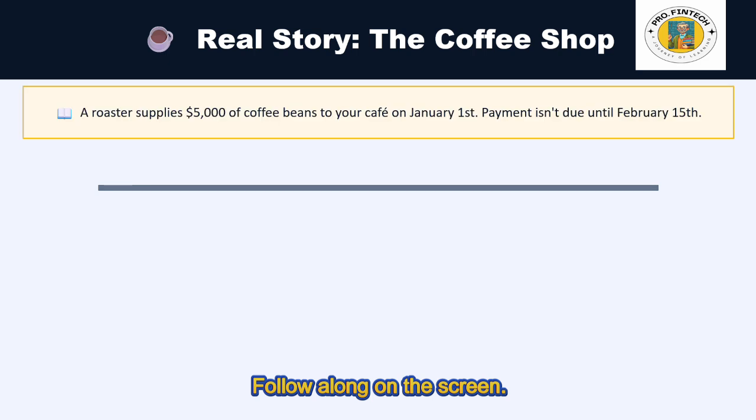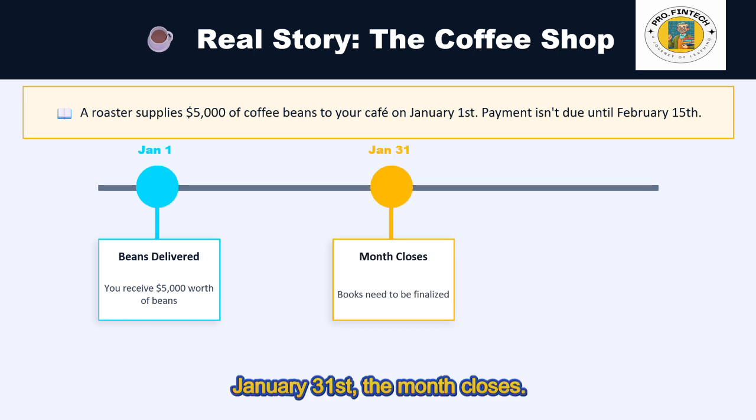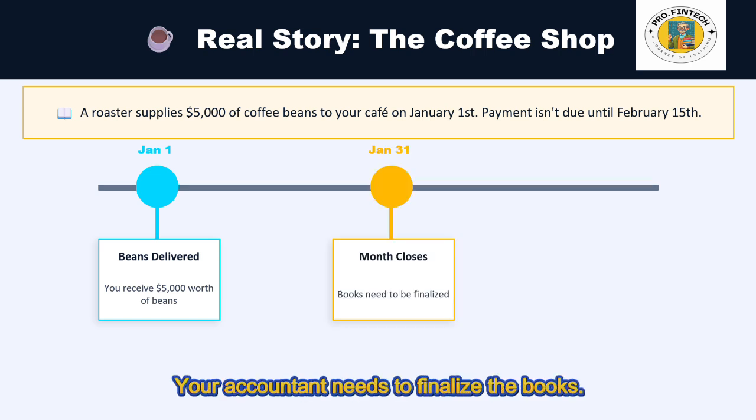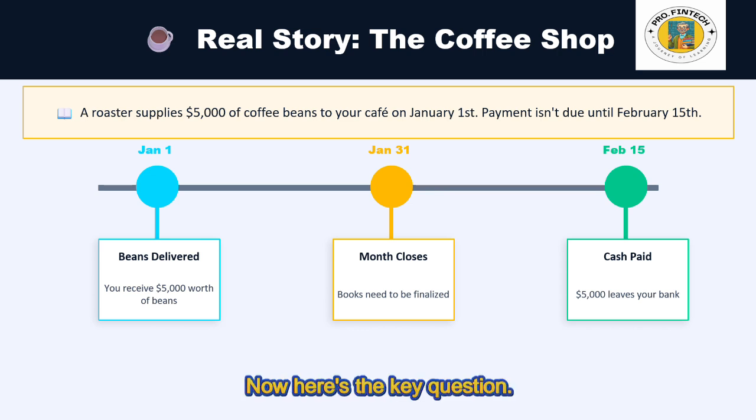Follow along on the screen. January 1st, beans arrive. They are sitting in your stock room. You are using them to make coffee, make your revenue, run your business. The cost has been incurred. The beans are benefiting you right now. January 31st, the month closes. Your accountant needs to finalize the books. February 15th, you actually write the check. Cash leaves your bank. Now here's the key question. Under cash basis, when is the $5,000 expense recorded?